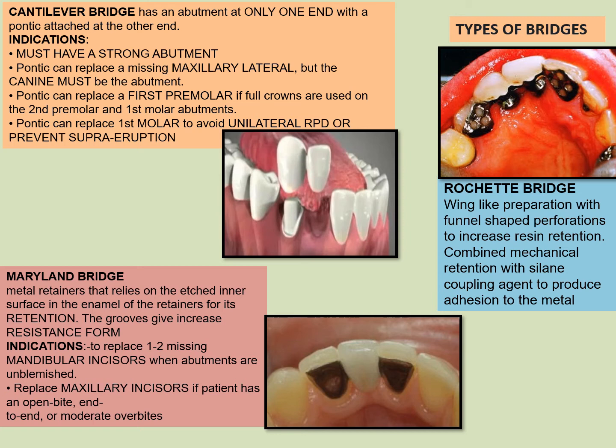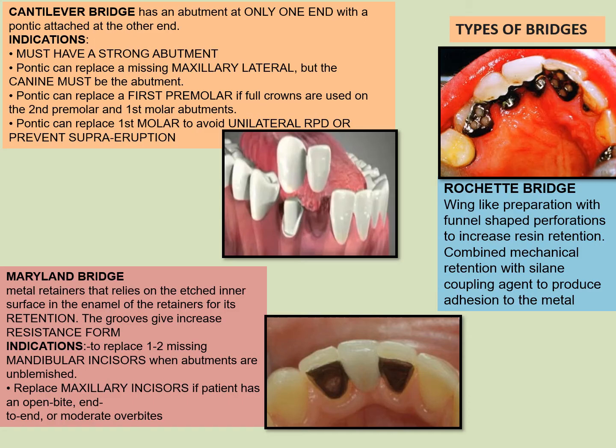Okay, so on this slide you can see different types of bridges, in which the first one is the cantilever bridge, that is abutment at only one end with a pontic attached to the other end. And definitely for putting a cantilever bridge you should have a strong abutment. For example, you are replacing a missing maxillary lateral and using the canine as an abutment. It's the most common case of cantilevering.